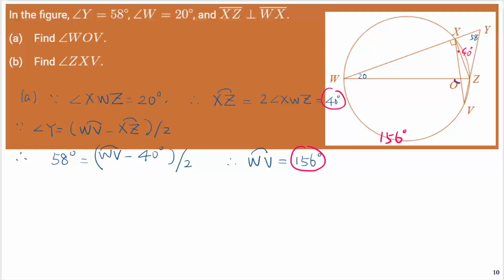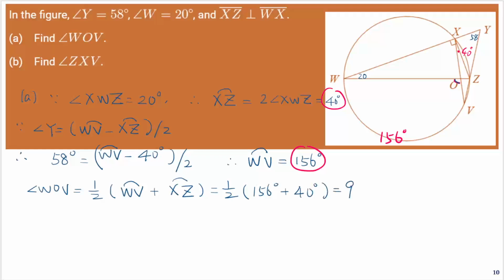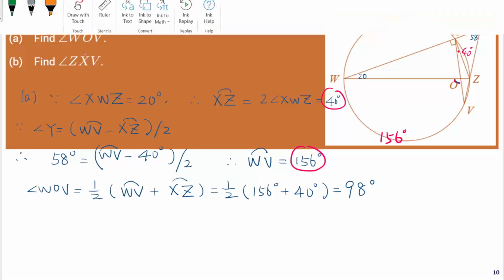So that means we can find angle WOV. WOV is the point of intersection between the two chords, so that angle WOV should equal 1/2 of the sum of the two corresponding arcs, which is WV plus the arc XZ, right? And this gives us 1/2 of (156 degrees plus 40 degrees), and that gives us 90 degrees. That's the measure of angle WOV, right?